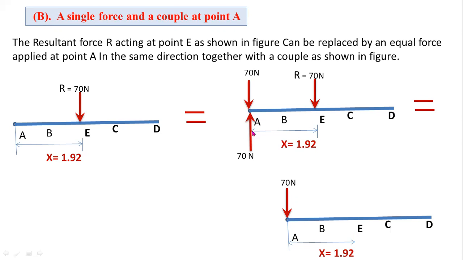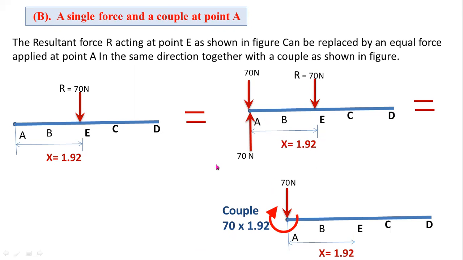Okay, these two forces form a couple at point A, like this. These two forces form a clockwise couple at point A, and the value of this couple is force into distance between two forces. That is force 70 into distance between two forces, equal to 1.92. This is the magnitude of a couple: 70 into 1.92 newton meter is the couple.